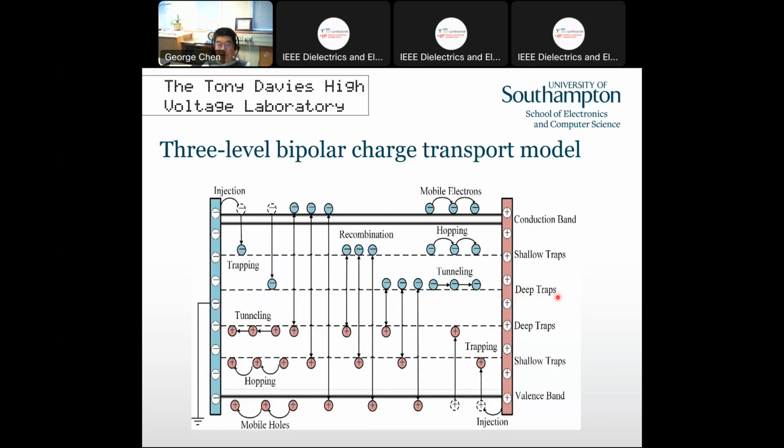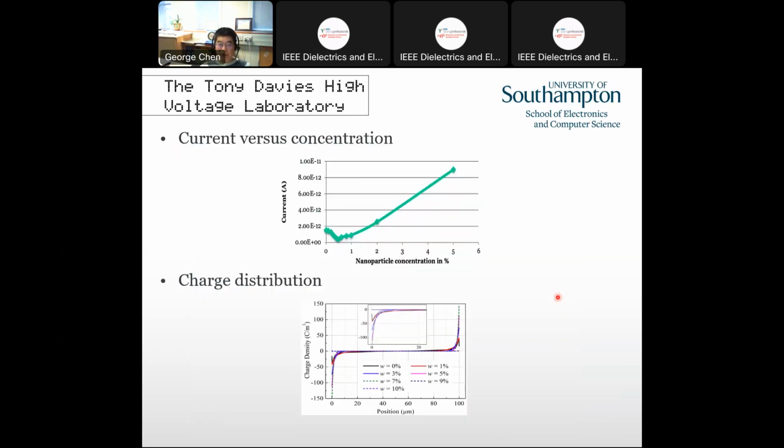So our initial simulation based on this model has shown some promising results. When we look at the current, that means the conductivity through the material, we see this initial decrease followed by an increase with the nanoparticle concentration. And when we look at the charge distribution with the particle concentration, when we have a higher concentration, we see the charge extended more broadly to the bulk. And of course, there's more work to do in this area.